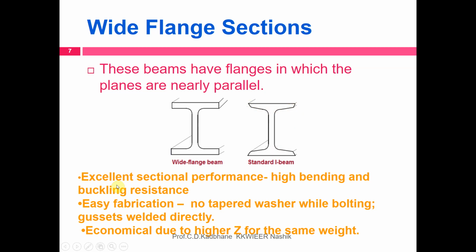So these wide flange sections have excellent sectional performance, high bending and buckling resistance, easy fabrication, and no tapered washer while bolting. So the advantage of wide flange section as compared to standard I-beam section is that it has high bending and buckling resistance, and it does not require a tapered washer, because for a standard I-beam, a tapered washer is necessary. Again, the wide flange beams are economical due to higher section modulus for the same weight. It's a very important parameter.